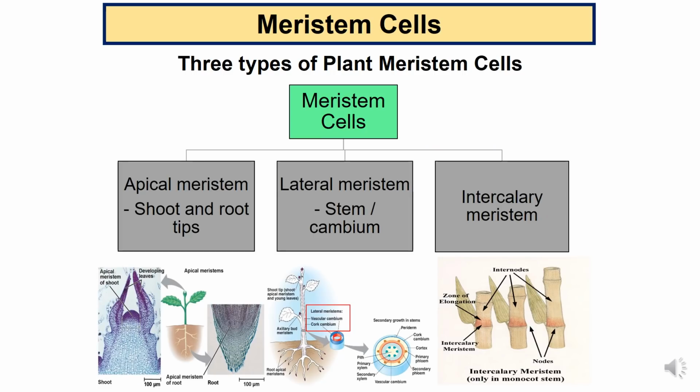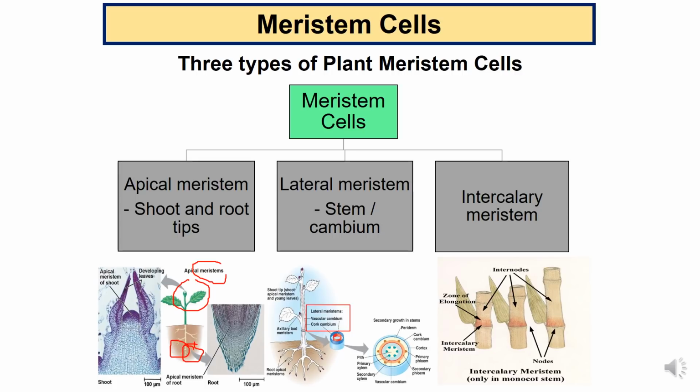Meristematic cells are divided into three types, which are apical meristem, lateral meristem, and intercalary meristem. The apical meristem is located at the tips of roots and shoots, and provides additional cells that enable growth in length, a process known as primary growth. Primary growth allows roots to extend throughout the soil and shoots to increase their exposure to light.